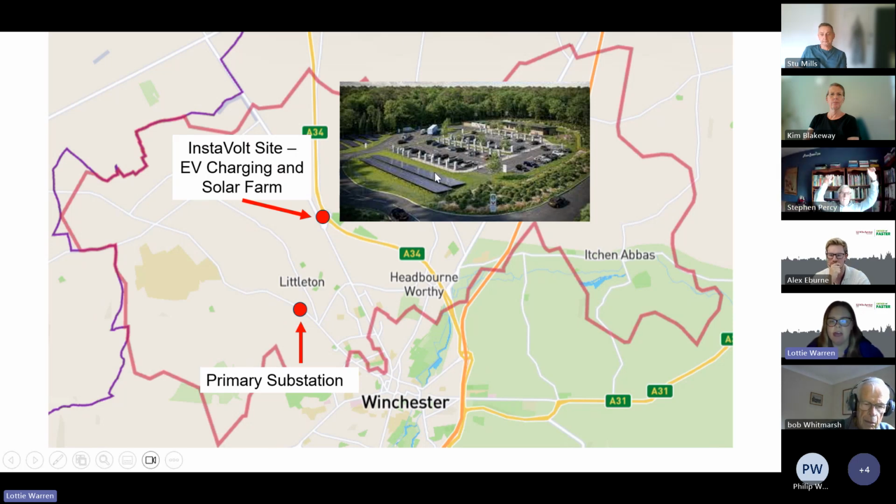And all of the energy they use at this site is made from renewables, from their own solar panels, which they've got on site. They've got about 44 EV charging spaces, and so this is just a great way for us to visualize what renewables are already in the area and what's being used.